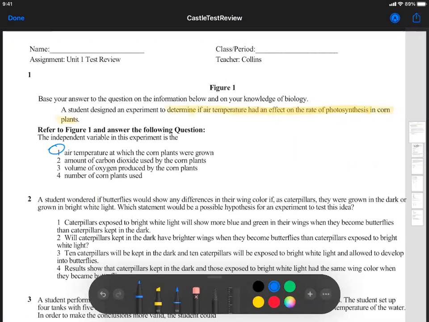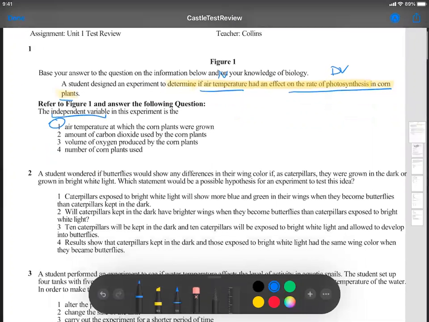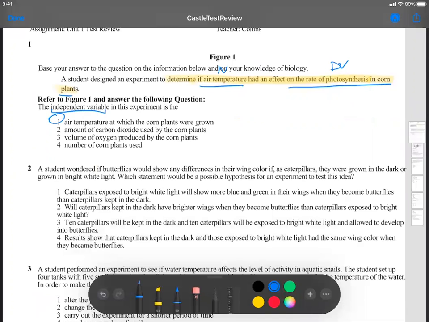Anissa, finish that up. So remember, we always look for that magic sentence. Okay, how do we find the independent and dependent variable using that sentence? When it says it had the effect on the rate of the photosynthesis. And that would be the what? The dependent. Dependent, right? So you're looking for air temperature had an effect on the rate of photosynthesis. So air temperature is going to be your independent, rate of photosynthesis is your dependent. So the correct answer here, independent variable is 1. Great job, Anissa.